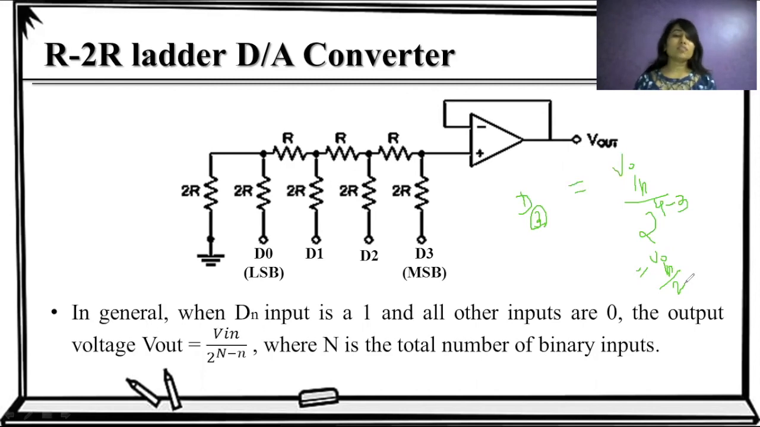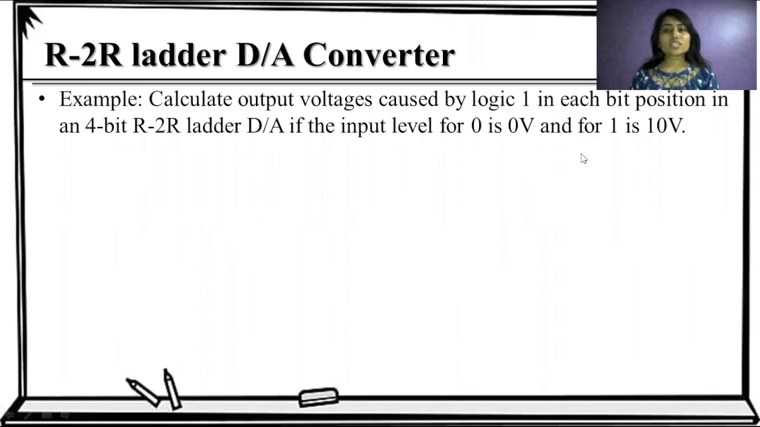And similarly we can calculate for D2. How? 4 minus 2, that means 2 raised to 2. So 2 raised to 2 means 4. So this is how we can calculate individual voltages for each particular bit. Now let's take an example of how we can calculate this analog voltage for any bit of information.